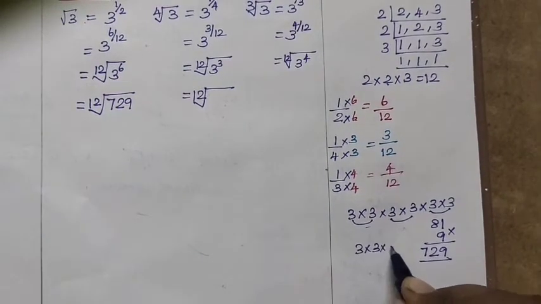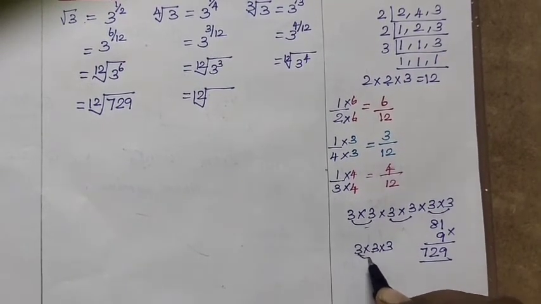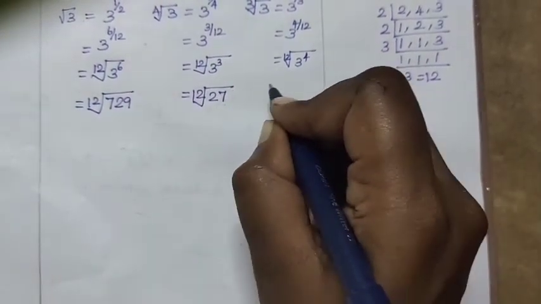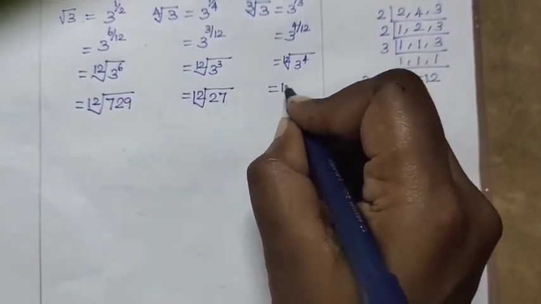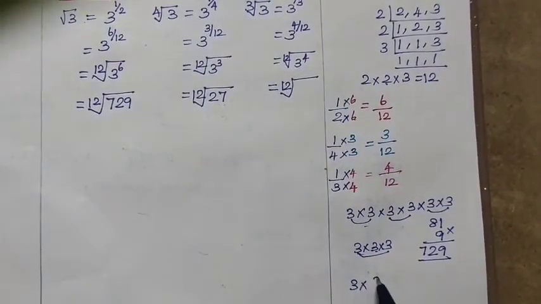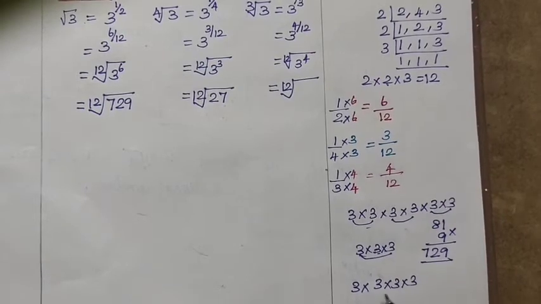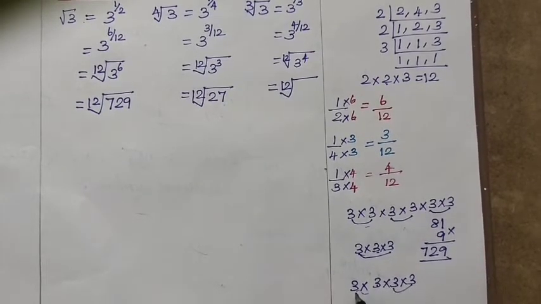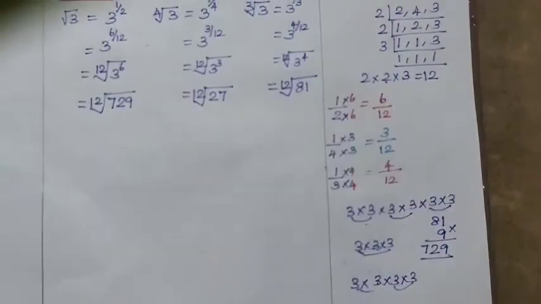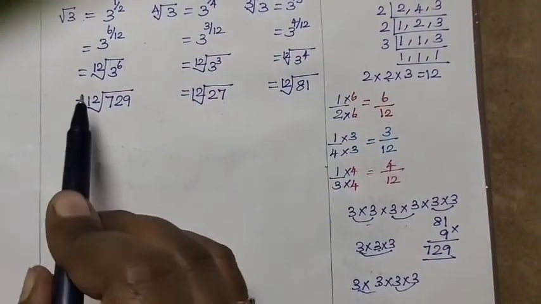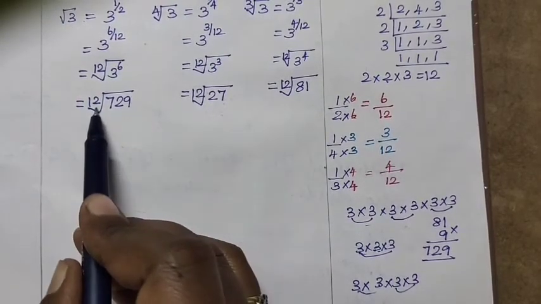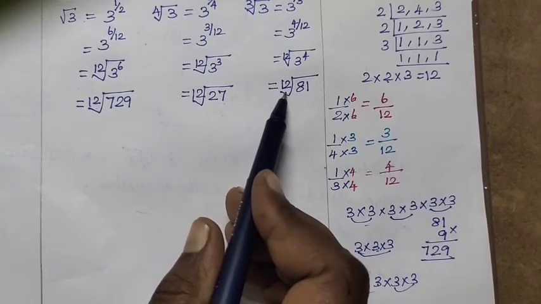Here 12th root of 3 to the power 3. 3 into 3 into 3. 3 3s are 9. 9 3s are 27. Here 12th root of 3 to the power 4. 3 into 3 into 3 into 3. 3 3s are 9. 3 3s are 9. 9 9s are 81. Now see the last row. It has surds of same order. Here 12, here 12, here also 12.